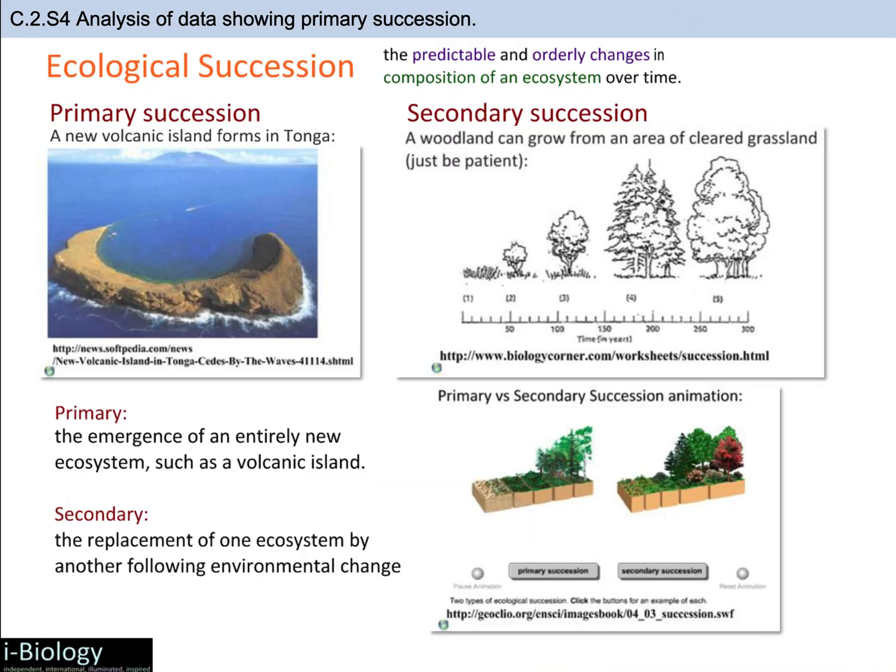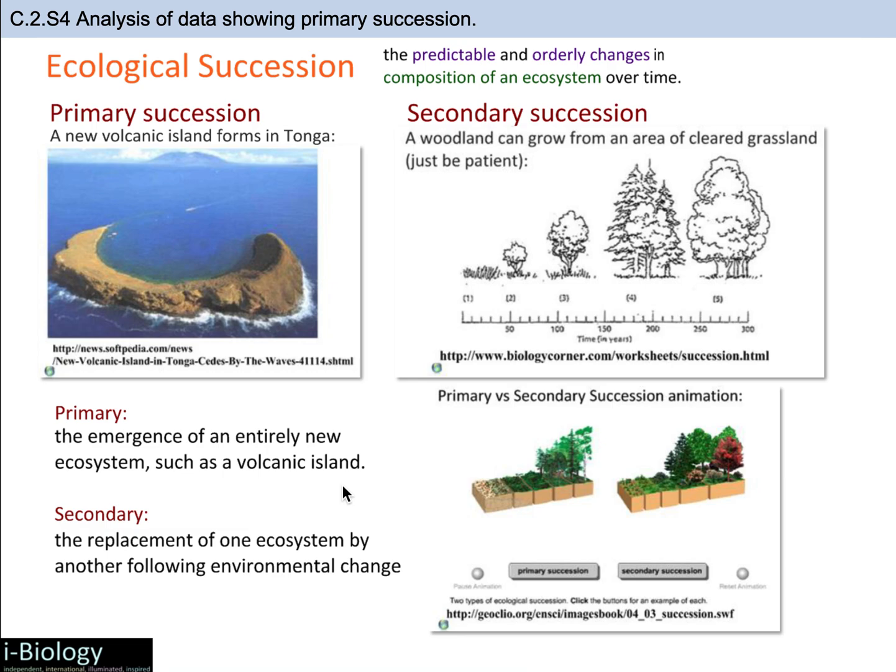Showing primary succession. So this is a skill you'll have to do, looking at different graphs and growth of different species. But first, let's get into what primary succession is. So primary succession is a part of the term ecological succession. Ecological succession is the predictable and orderly changes in composition of an ecosystem over time. So there's always first a primary succession. Primary succession is the emergence of an entirely new ecosystem, such as a volcanic island.